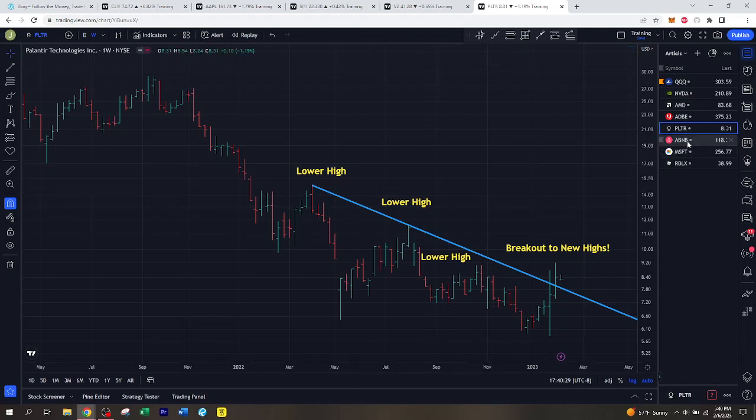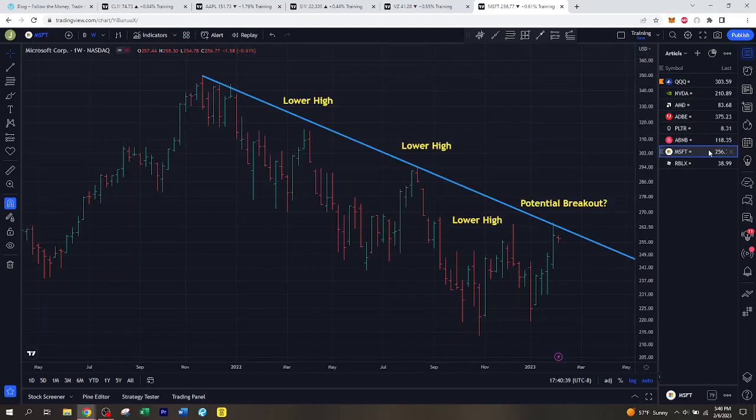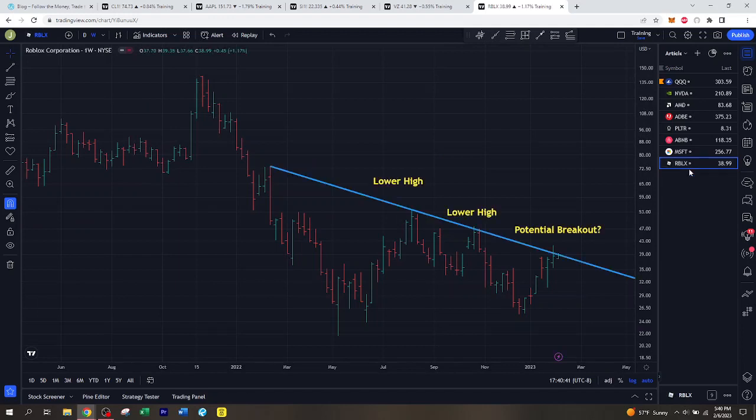So moving on to our laggers. These are stocks that have yet to break their downtrends and are looking for potential breakouts. That's Airbnb, that's Microsoft, and that's Roblox. Like I said, these stocks are lagging behind the rest of the market, and they've yet to break out. So if you're looking to buy some of these stocks that are behind the rest of the pack, these may be three potential targets to take a look at.